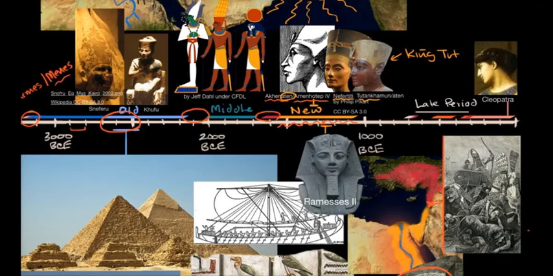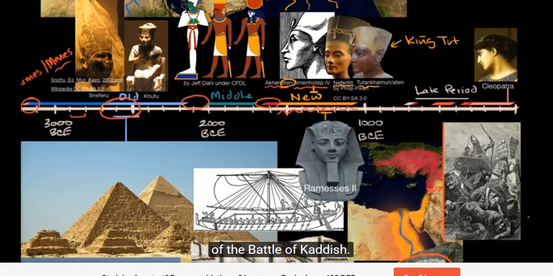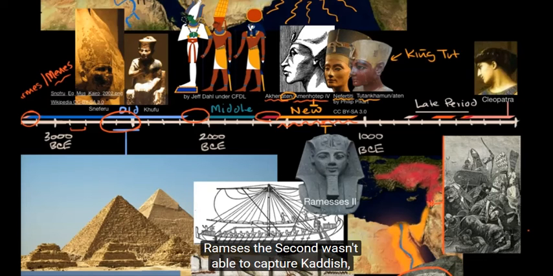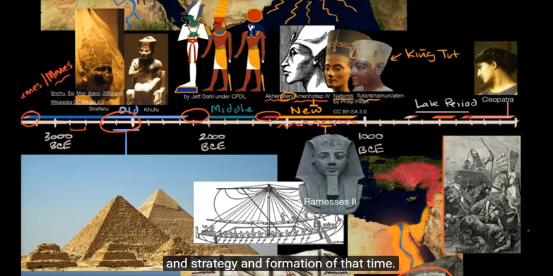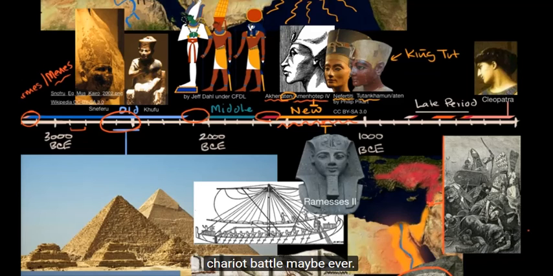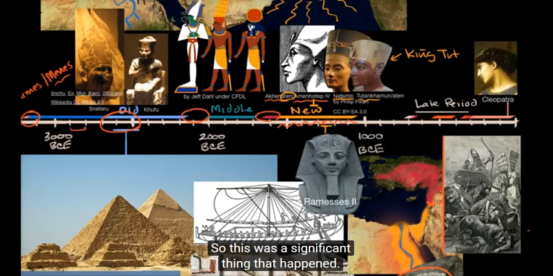This is an image drawn much, much later of the Battle of Kadesh. The battle, we now believe, might have been a bit of a stalemate. Ramses II wasn't able to capture Kadesh, but it's told us a lot about military tactics and strategy and formation of that time. Historians today think it might be the largest chariot battle maybe ever. So this was a significant thing that happened.